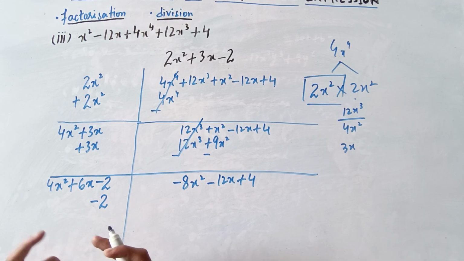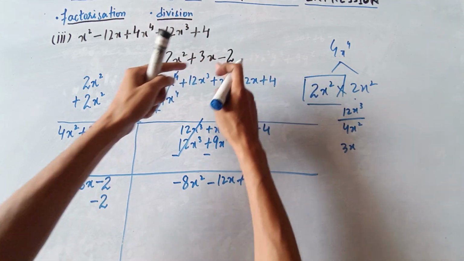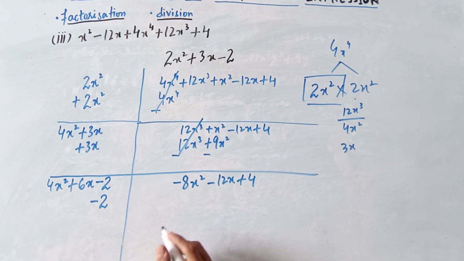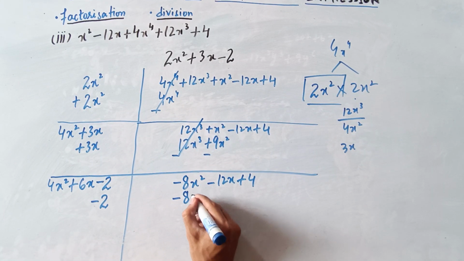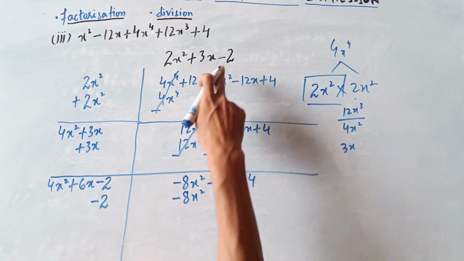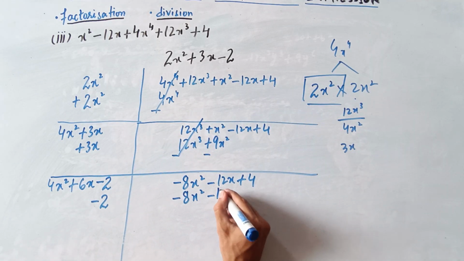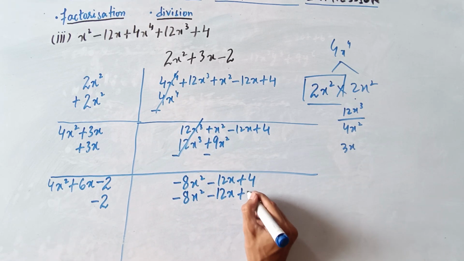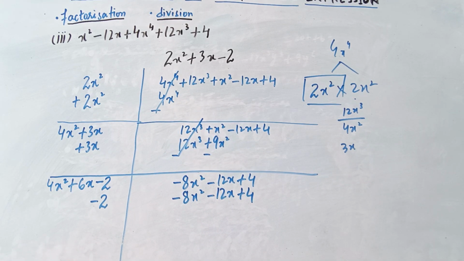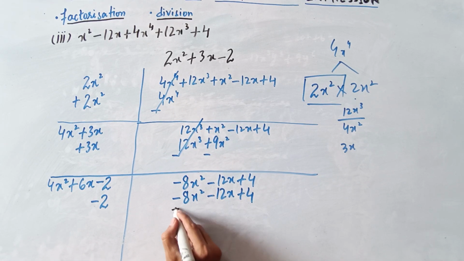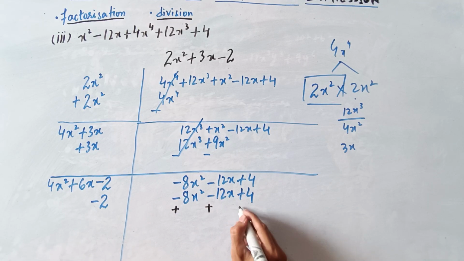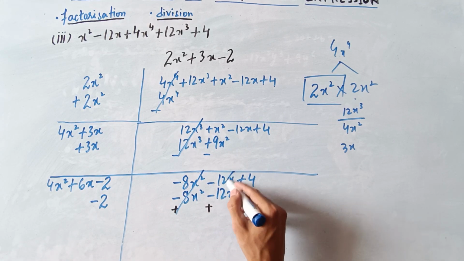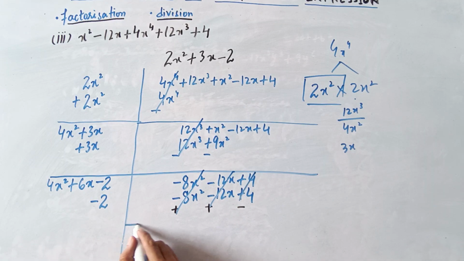Right? Now let's do the multiplication of this minus 2 with all the terms which are written over here. So 4x square multiplied by minus 2 will give you minus 8x square. 6 multiplied by minus 2 will give you minus 12x, and minus 2 multiplied by minus 2, minus minus plus, will give you 4. By doing this you can see that after changing the sign, all the terms will cancel with each other. There is no remainder left.